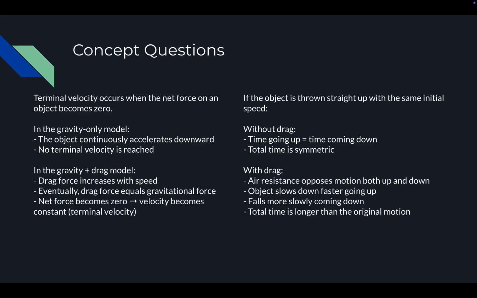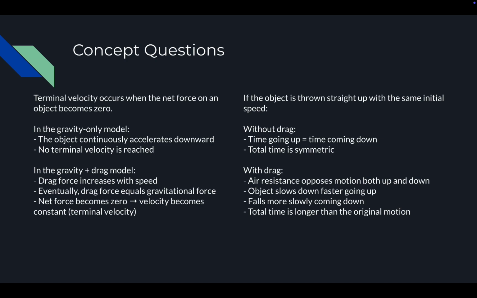So, some concept questions. Terminal velocity occurs when the net force on an object becomes zero. In the gravity-only model, the object continuously accelerates downwards, and no terminal velocity is reached. In the gravity plus drag model, drag force increases with speed. Eventually, drag force equals gravitational force. Net force becomes zero, velocity becomes constant: terminal velocity.